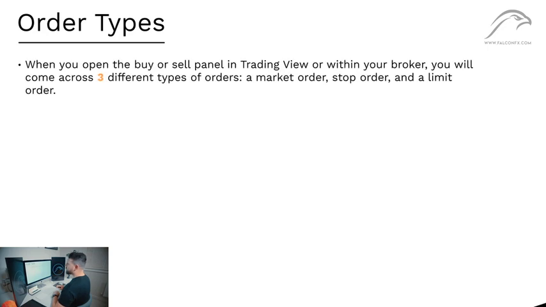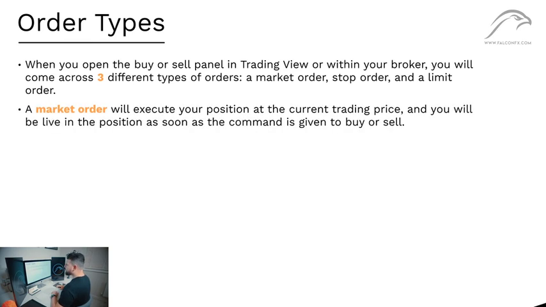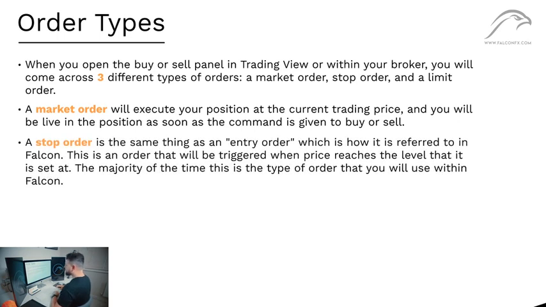So we previously touched on these order types. When you open the buy or sell panel in TradingView or within your broker, you will come across 3 different types of orders: market order, stop order, and limit order. A market order will execute your position at the current trading price, and you will be live in the position as soon as the command is given to buy or sell. A stop order is the same thing as an entry order, which is how it's referred to in Falcon.